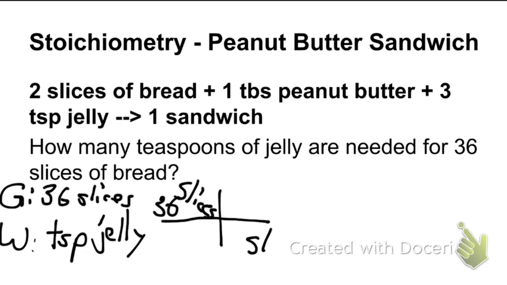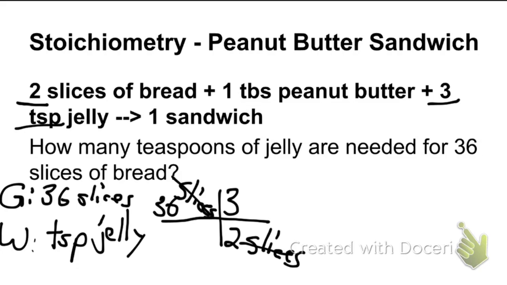Let's see, slices goes on the bottom so they can cancel. And again, if we're comparing two substances, the place we've got our substances compared is our reaction. Okay, so 2 slices of bread gets us how many teaspoons of jelly? Okay, so if we're going to be using 3 teaspoons of jelly.